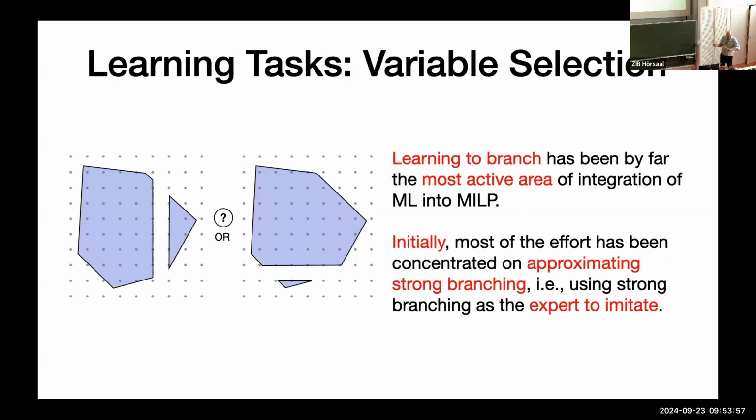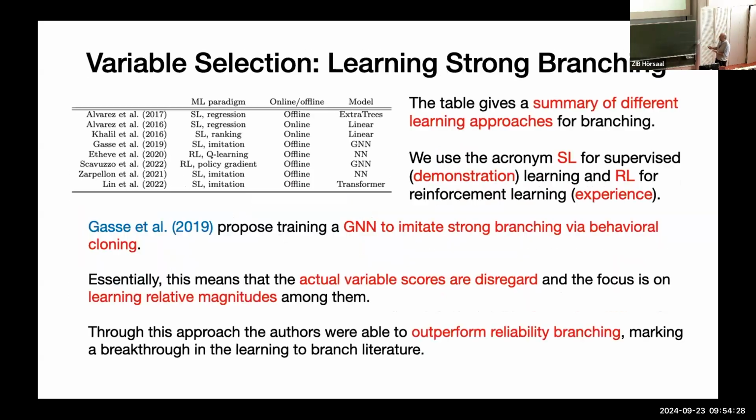So I'm switching gears, from primal heuristics to variable selection. Definitely variable selection has been the area of MILP in which machine learning has been given the most attention, both by us, MILP researchers, and by machine learning researchers. Initially, most of the effort was concentrated on approximating strong branching, which is in this case the expert to imitate.